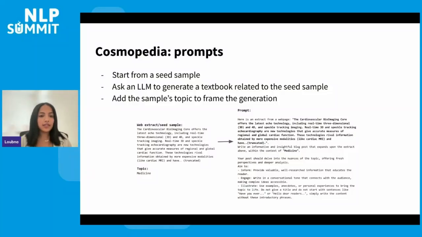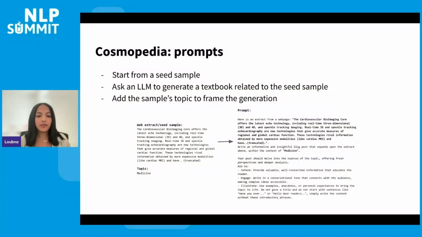And how does this prompt look like? Since we want a dataset that's very large, large enough so that you can train a model on it, and we also want it to be diverse, we try to seed the samples on web extracts. This means that we take a sample from the web, for example, from the FineWeb dataset. Here it's an extract about cardiovascular bioimaging, and then we find the topic that this sample belongs to. For example, in this case, it's medicine. And then we ask the LLM to generate a textbook that is related to this web extract while trying to stay within the context of medicine.